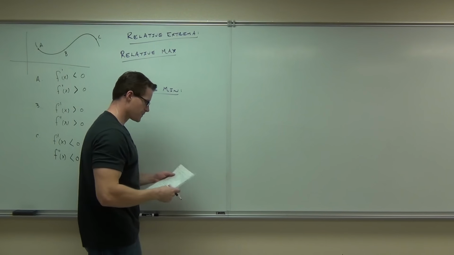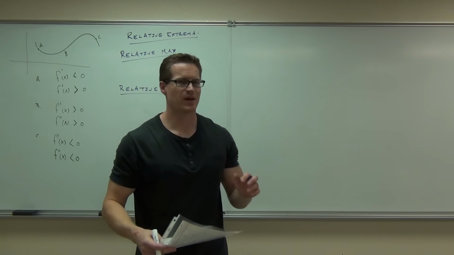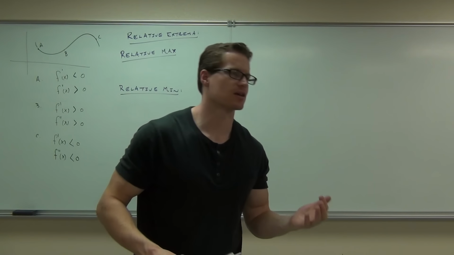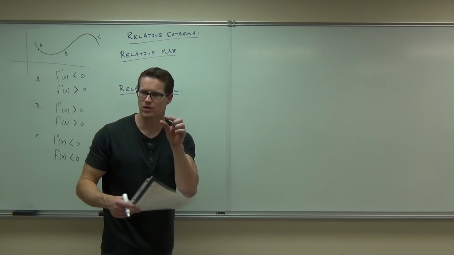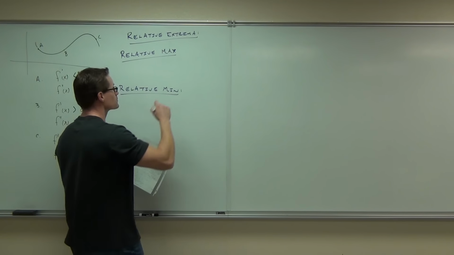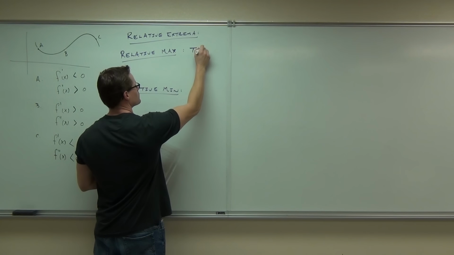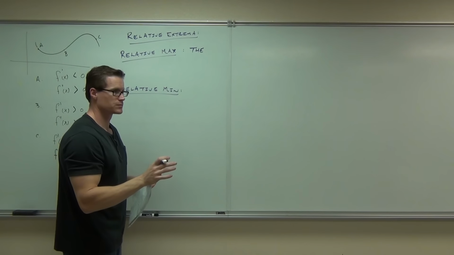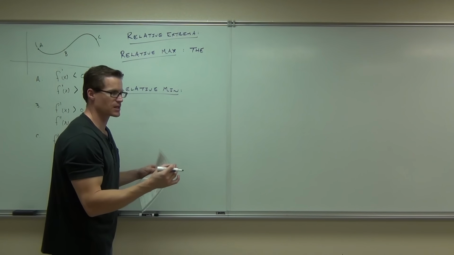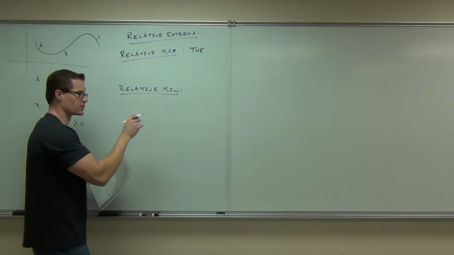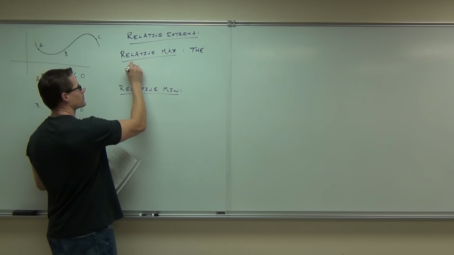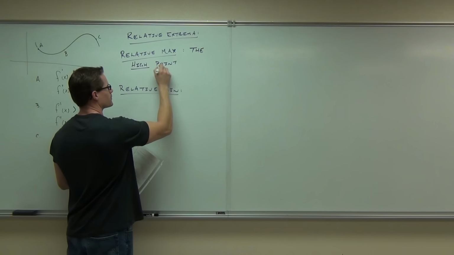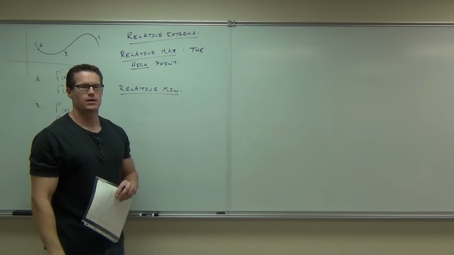Just to refresh your memory, a relative max is basically the idea of a high point on an interval. It doesn't have to be the highest point on the graph, it just has to be the high point on a little interval. So not the peak, but it is a peak for an interval. Not the absolute max necessarily, but it is for an interval. Here's a better definition.